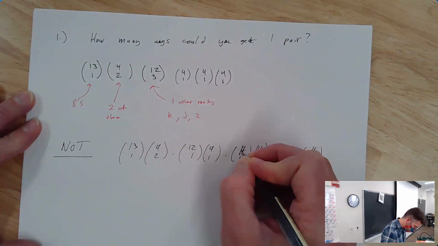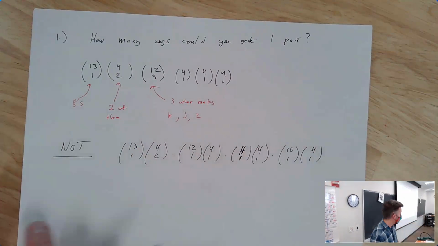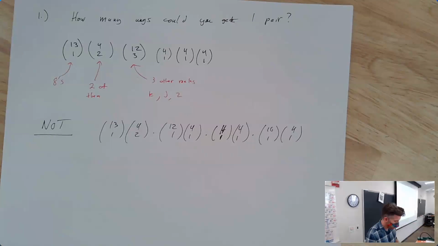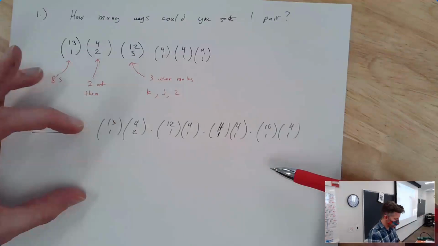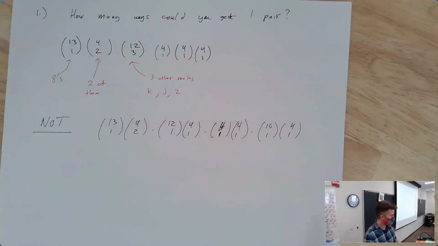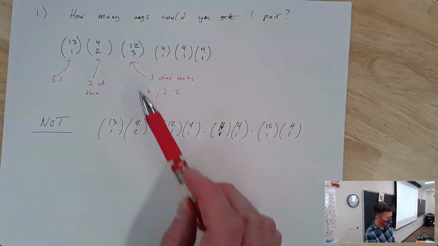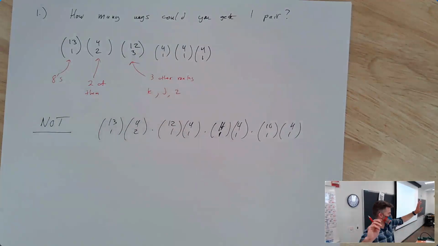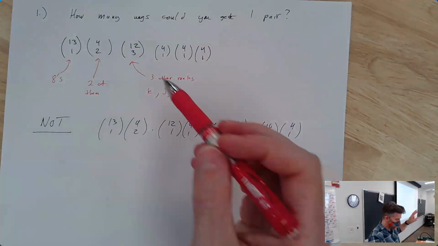That's an 11, sorry. This is not the same. So here, the difference between what I've written here and what I've written here is, here what we've done is we've chosen the 8s first and then picked 2 of them. And then we've chosen 3 different ranks, kings, jacks, and 2s, and then picked 1 of each of them.